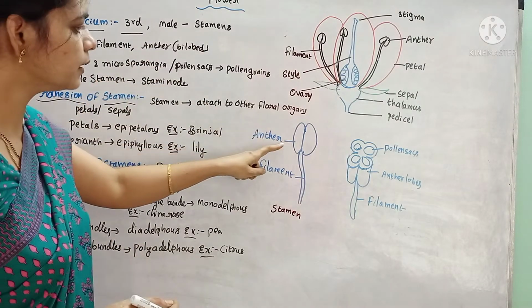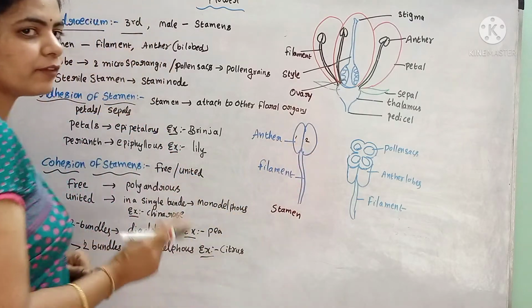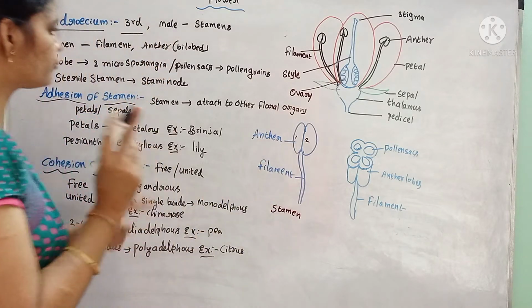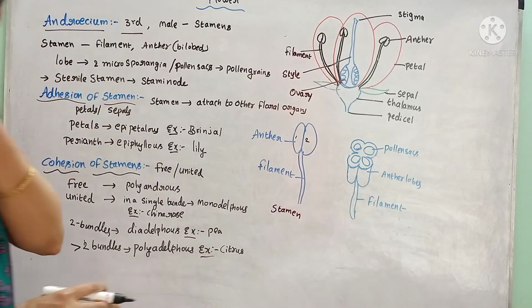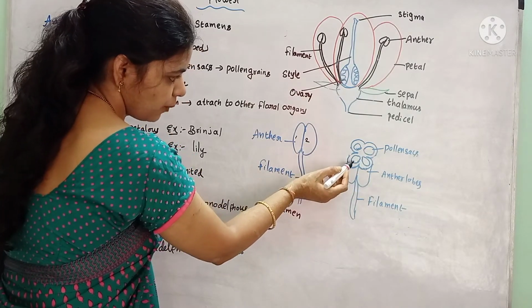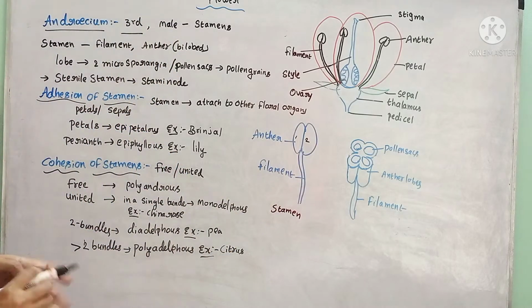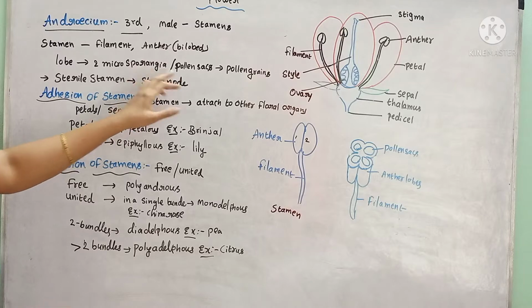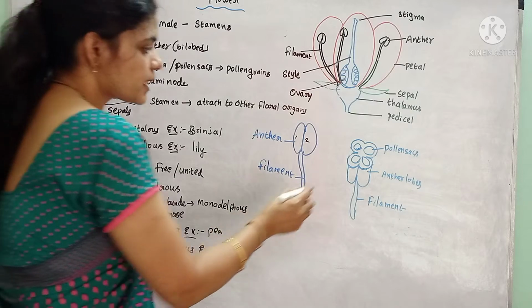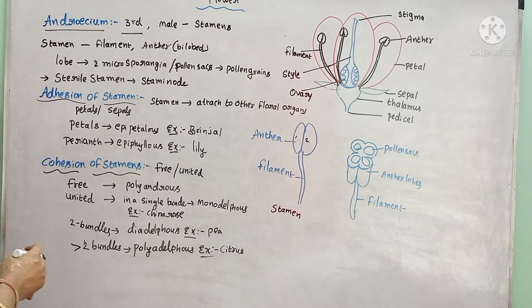And this anther is bilobed. How many lobes are present? 1, 2. Usually they have a bilobed structure, and each lobe consists of 2 microsporangia. See, this is one lobe, this is another lobe, and each lobe consists of how many microsporangia? 2 microsporangia, otherwise called pollen sacs. Inside the pollen sacs, the pollen grains are produced, which consist of the male gametes.